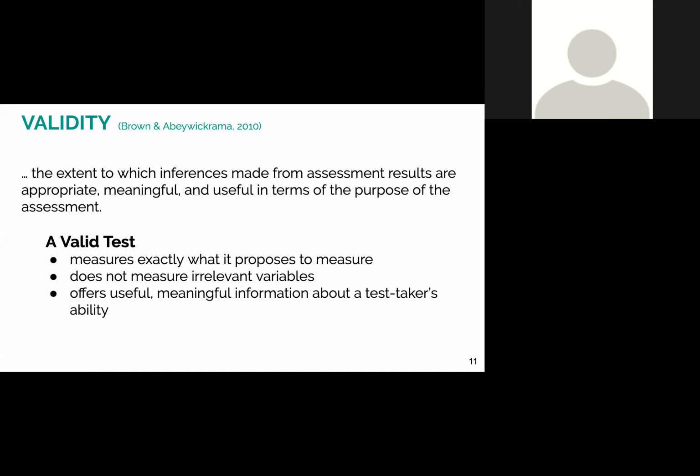For example, if a student gets a high score in a vocabulary quiz at the end of a course, we can infer that a high score indicates good knowledge of the words that have been taught in that unit. A valid test also measures exactly what it's supposed to measure. It also doesn't measure irrelevant variables, and it offers useful, meaningful information about the test takers' abilities. Next slide, please.